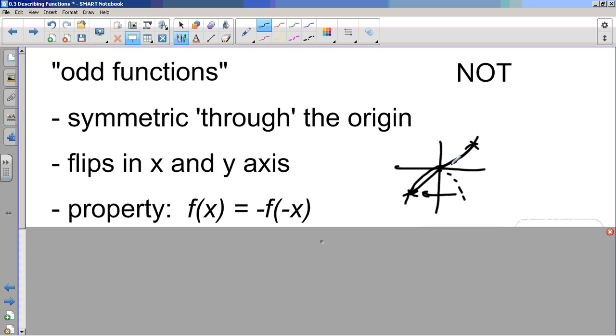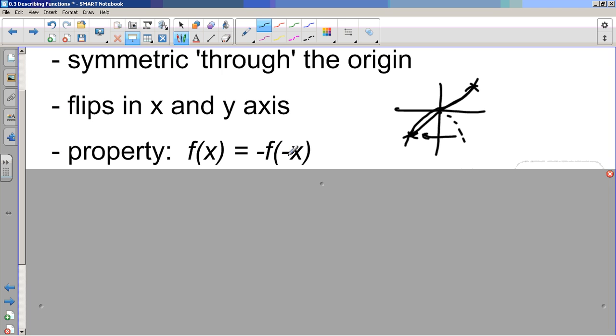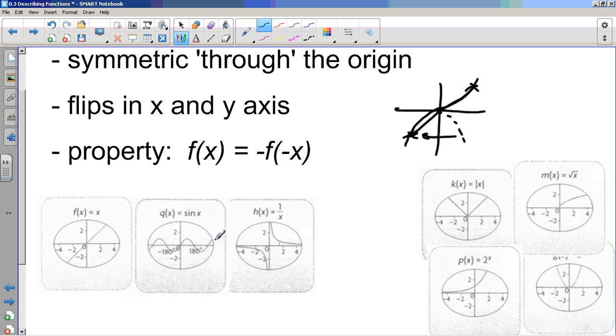So which ones have this characteristic? Odd. Notice they have the property, this is the algebraic, and we'll talk more about the algebra in the lesson. F of x equals negative f of negative x. Which ones are? Well, see if you can pick them out. There's only a couple. All right, unveiling. Did you get those three?